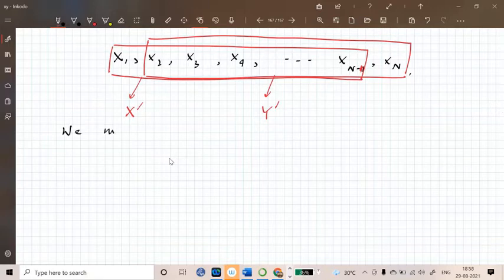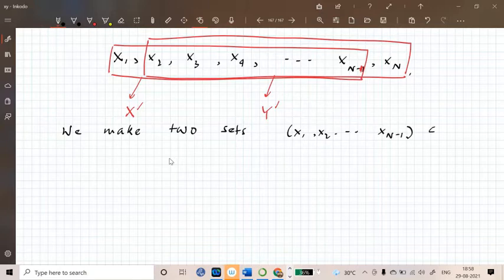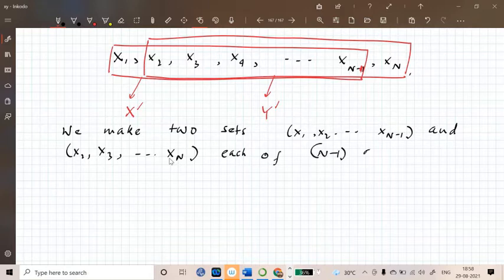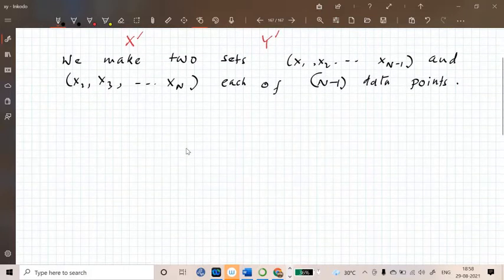So we are taking n minus 1 numbers. We make two sets, say x1, x2, up to xn minus 1, and x2, x3, up to xn, two sets each of n minus 1 data points.